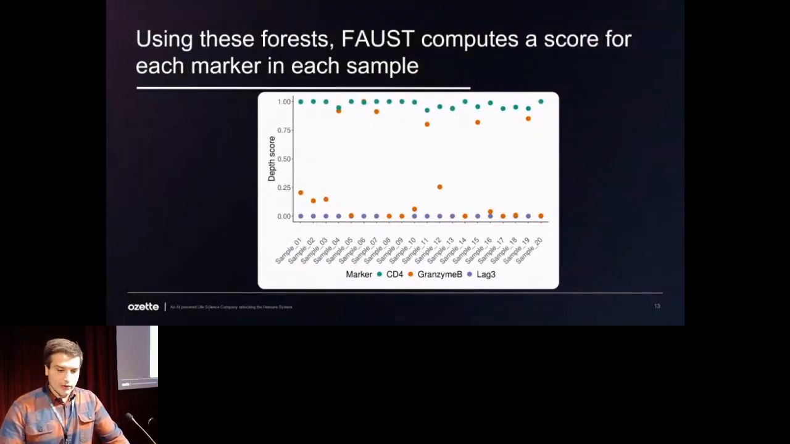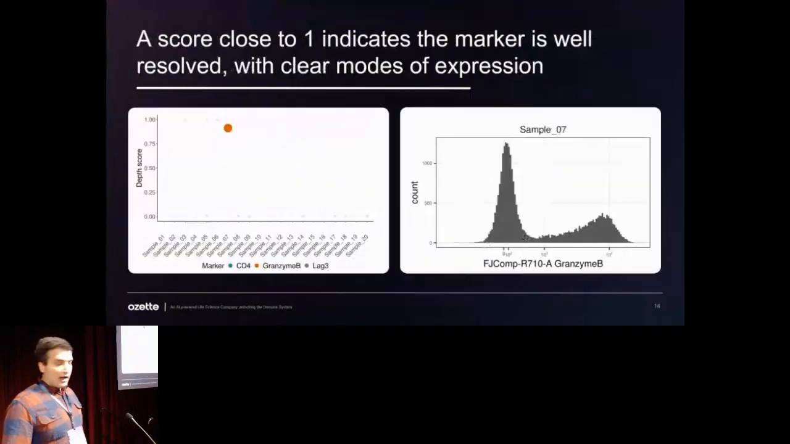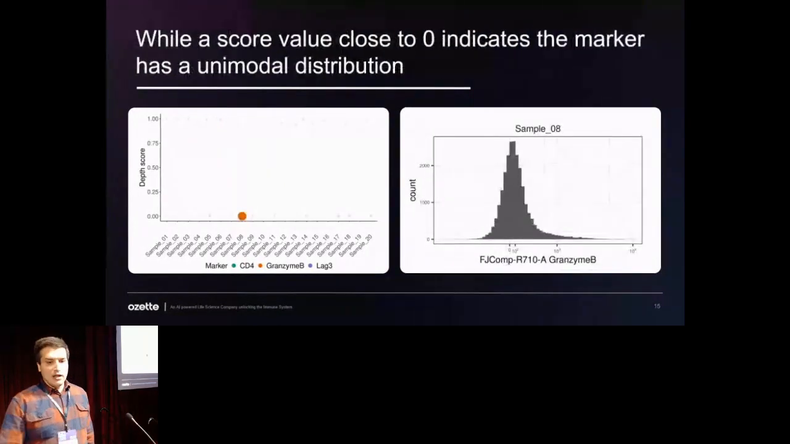Here I'm showing the score for 3 markers, CD4 in green, granzyme B in orange, LAG3 in purple. But for today, the most important thing to keep in mind is that the score is standardized to fall between 0 and 1. And to try to give you a qualitative sense of how to interpret these scores, here I'm showing a sample where granzyme B has a score close to 1. And when we look at the expression distribution, there's clear bimodality. But if we switch over to another sample where the score is close to 0, you'll see that granzyme B has a unimodal expression distribution. So FAUST is not clear where to estimate a calling threshold.